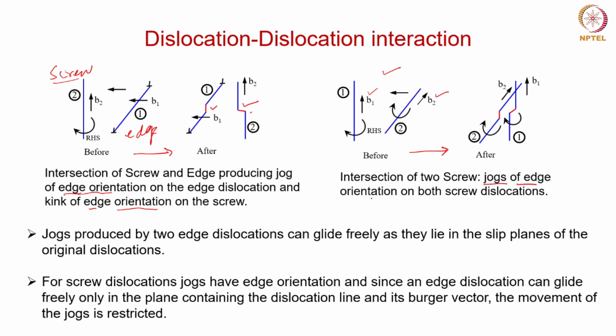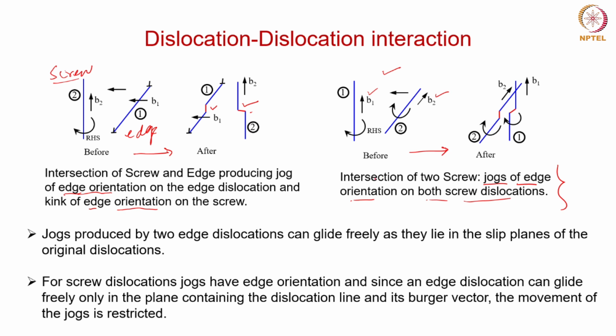So in this case, jogs of edge orientation will be generated on both the screw dislocations, right? So interactions between screw dislocations will lead to generation of jogs of edge orientation. So what is the consequence of these kind of steps which are generated? That would depend on what is the orientation of the step which is being generated, whether it is edge or screw dislocation on a particular type of dislocation. You have to look at the character of the dislocation.